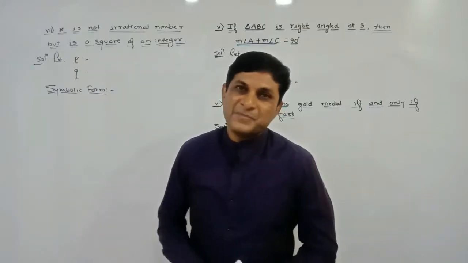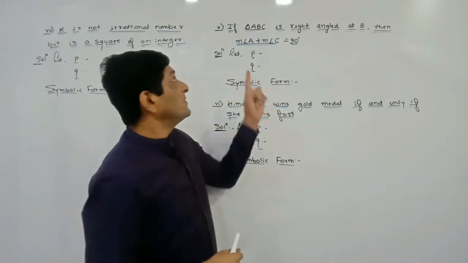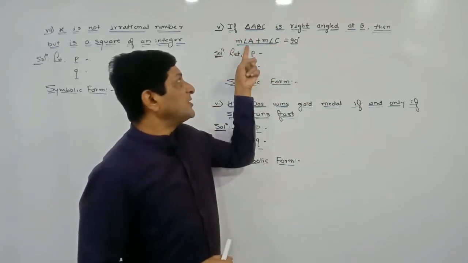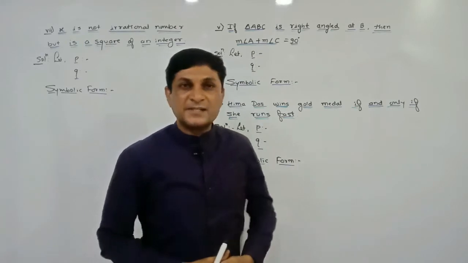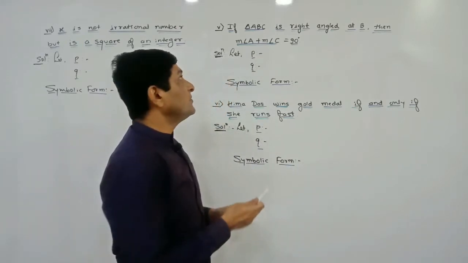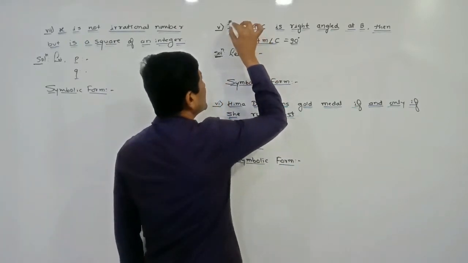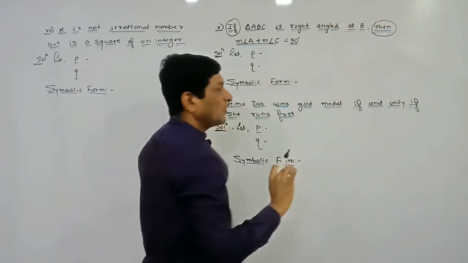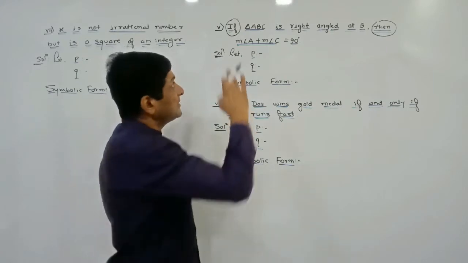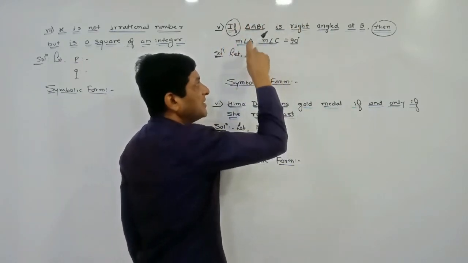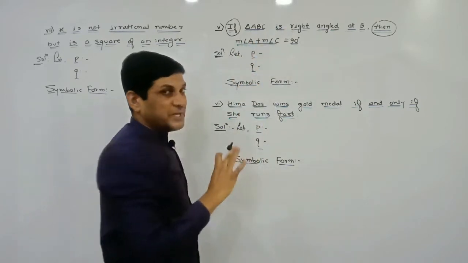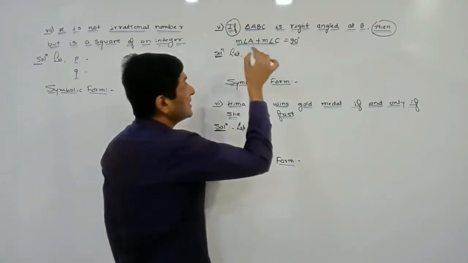Well, now see example number 5. In this example, the given statement is: if triangle ABC is right angled at B, then measure of angle A plus measure of angle C is equal to 90 degrees. Here we can observe that the two parts of the statement are connected by what? If then. Such statements are called conditional statements. The part after if we denote by P.